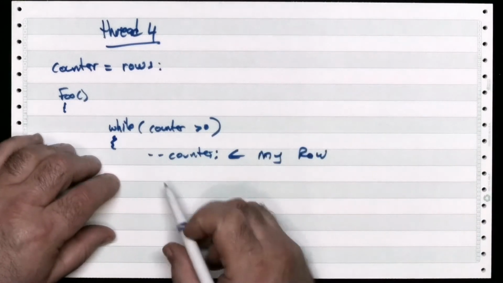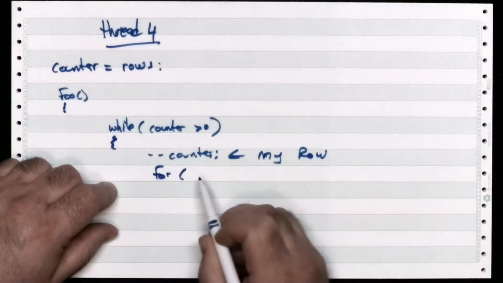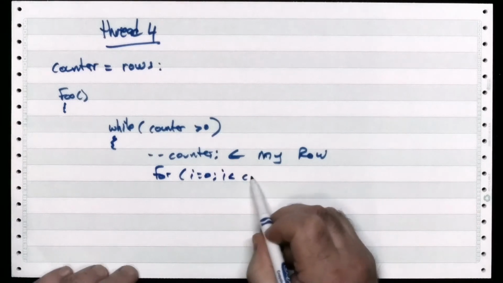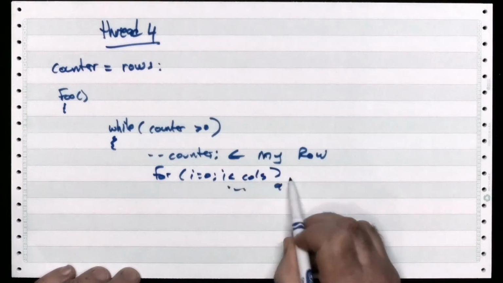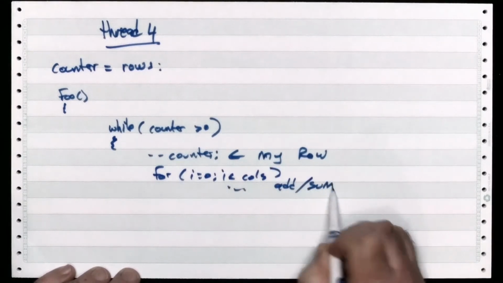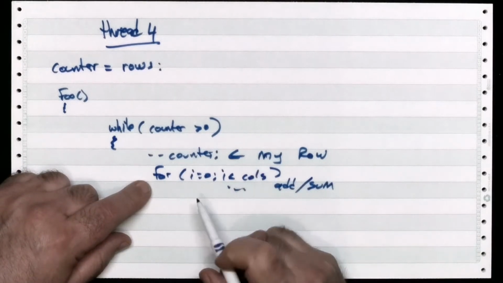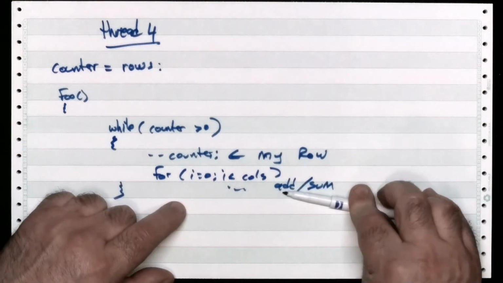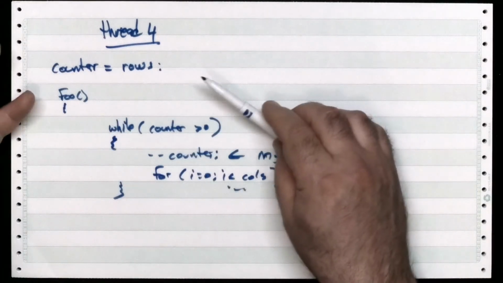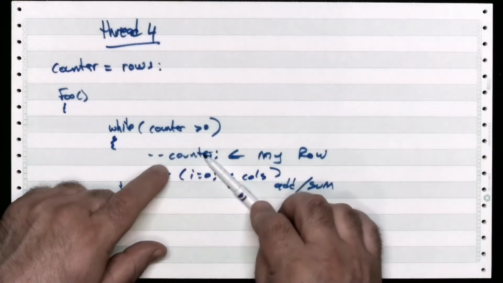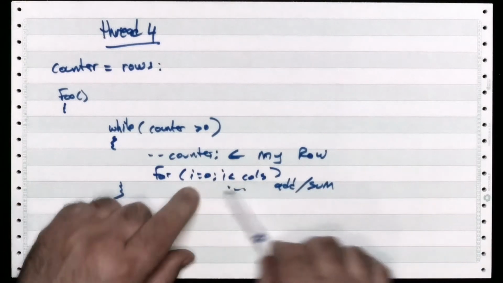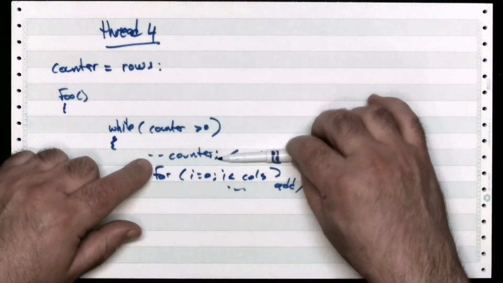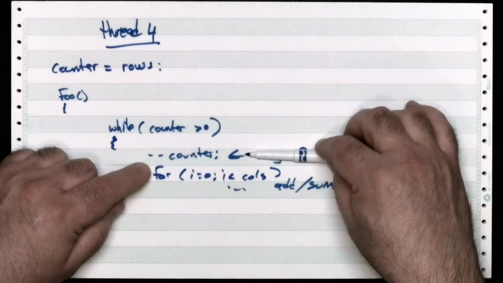Now I can say for i equals 0, i less than number of columns, and do my adding, blah, blah, blah, add, sum. Okay? And then I just go back around to the top of the loop. Right? What am I really adding and summing, right? I would have clearly a two-dimensional array somewhere, and the counter would be my row number, and i would be the column number, right, to do the adding. We don't need to get into this. Let's just focus on how we figure out our rows, okay?